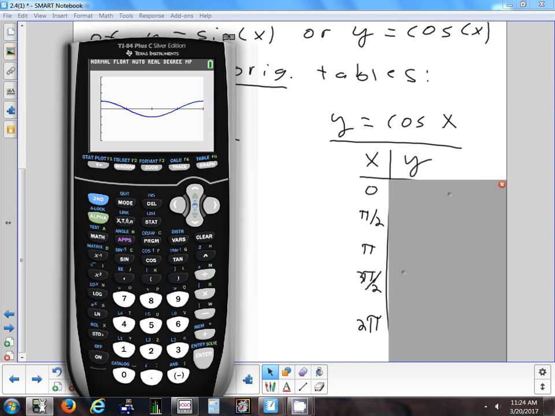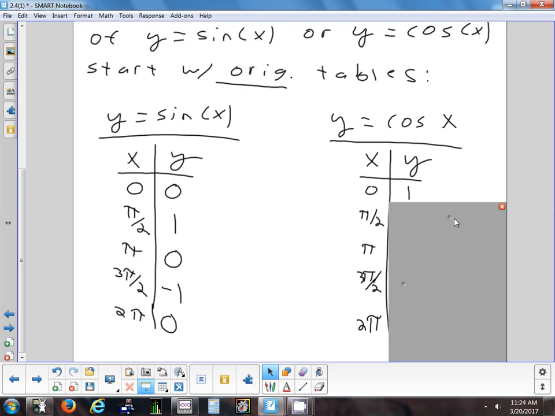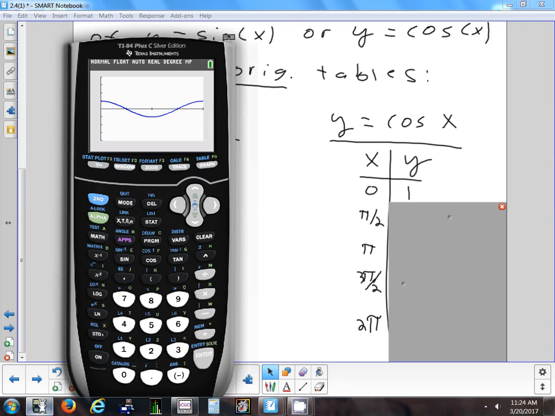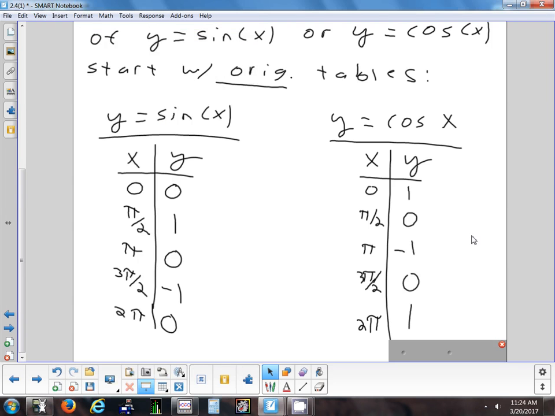Okay. What's my y value when x is 0 here? I'm starting out at the highest value. So I get 1, and then I come down to 0. And then after 0, what do I hit? At 180, or pi, I hit negative 1. At 3 pi over 2, 0. And then at 2 pi, we're back to 1. So they're exactly the same y values as for sine, but you're starting at 1, where with sine, you start at 0.